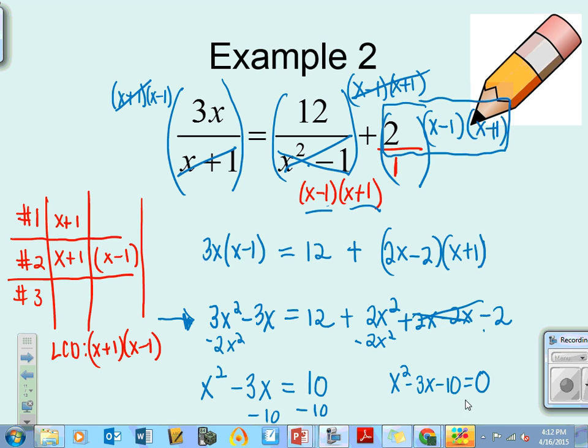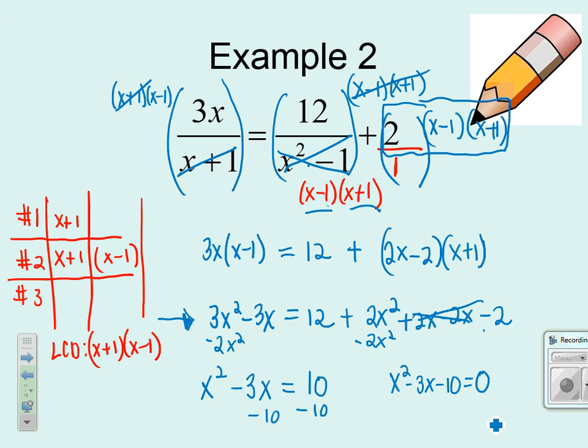And now that I have it set equal to 0, I can find two factors of negative 10 that make negative 3. That would be x minus 5 and x plus 2. Set them both equal to 0, and my solutions would be 5 and negative 2. Now what I do is I plug them back up into the denominator and make sure my friends aren't dividing by 0. So when I put a 5 in there, I get a 6. When I put a 5 in here, I get 24. When I put a negative 2 in there, I get a negative 1. When I put a negative 2 in there, I get a 3. I didn't get any zeros. So both of these work. Okay, so they're both my solutions.